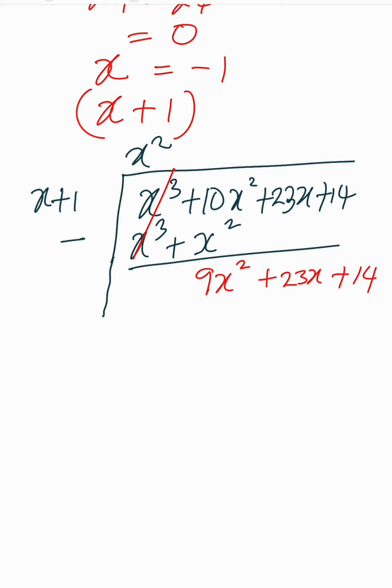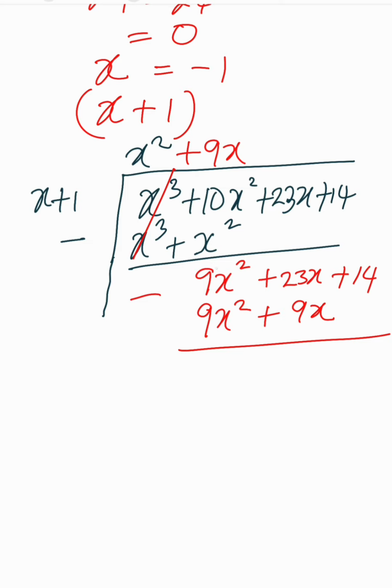You continue the division again. Take the 9x squared, which is the leading term, divided by the x again. That will give you 9x. So you write plus 9x. You will also use the 9x to multiply x. It will give you 9x squared, and 9x times 1 will give us plus 9x. You subtract again. 9x squared has gone. 23x minus 9x would give us 14x. Then you bring down your 14.